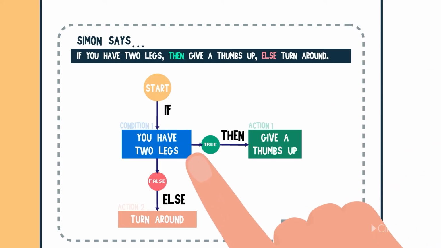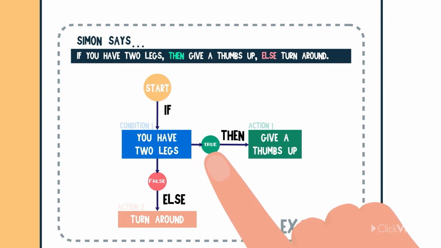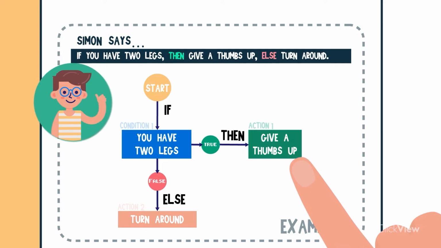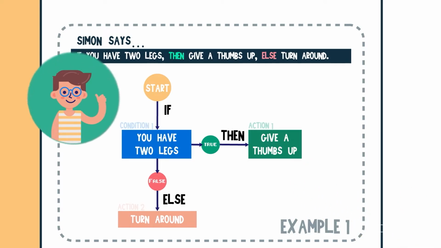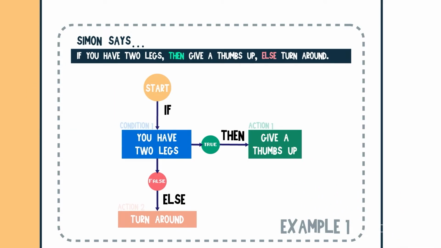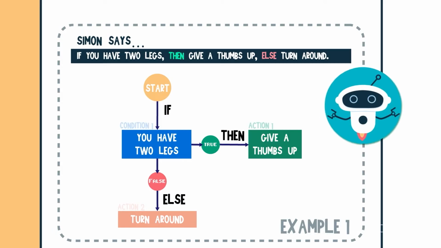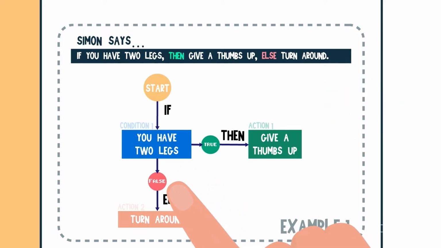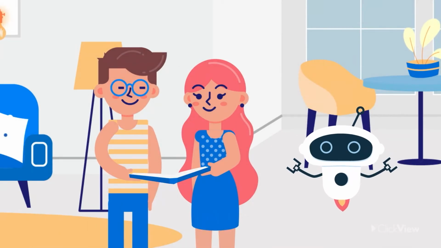Paul, you have 2 legs. Condition 1 is true, and this action will happen, which is to give a thumbs up. So what should Algo do when he hears this statement? Let's see. He'll turn around. Yep, Algo doesn't have any legs, so the condition is false, and this action happens instead, which is to turn around. I think I'm getting the hang of this.